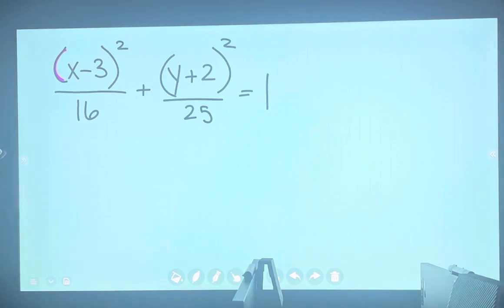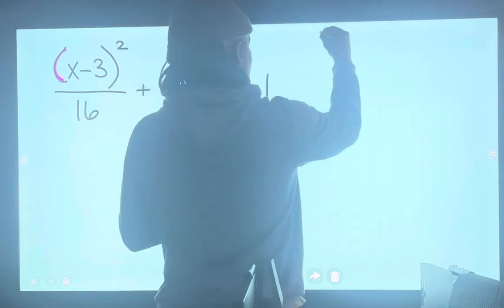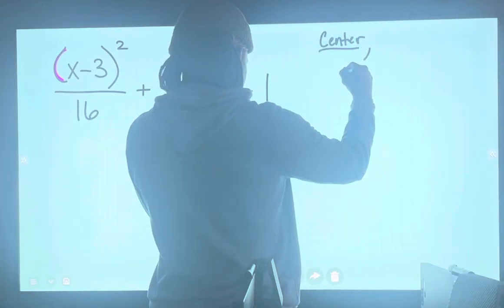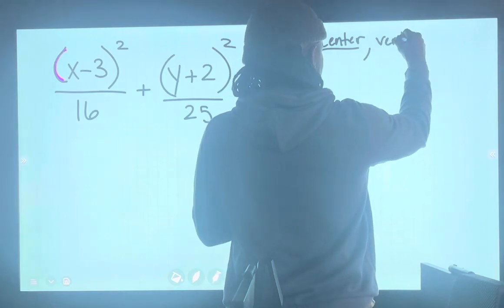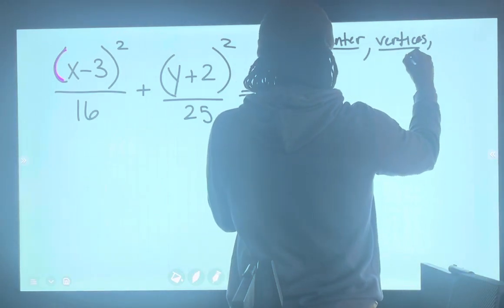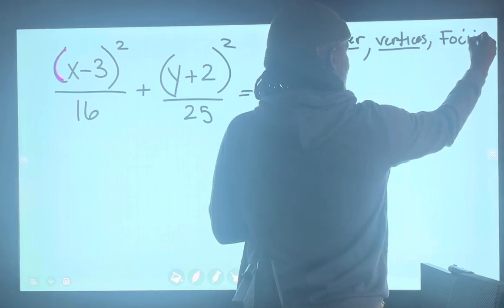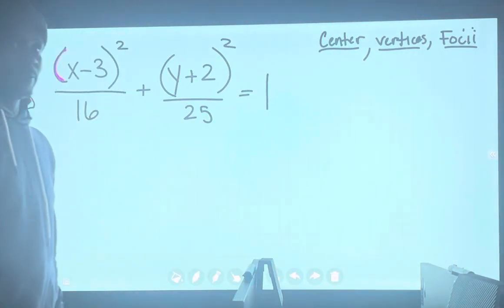Whoa. So, Mr. Witcher. We got to first, Mr. Witcher, identify the center is one thing. Yes, that's what I'm trying to. We got to give up the vertices. And then we got to do the foci. Mr. Witcher, I love that word. Me too. I hope that's how I spell it.